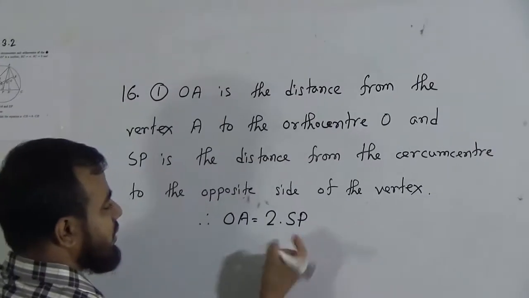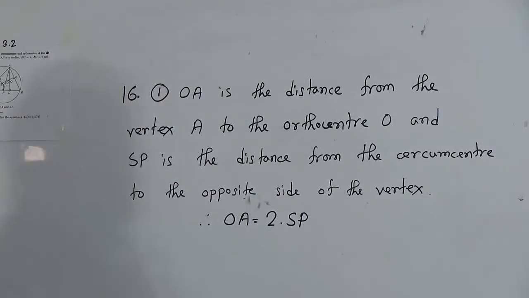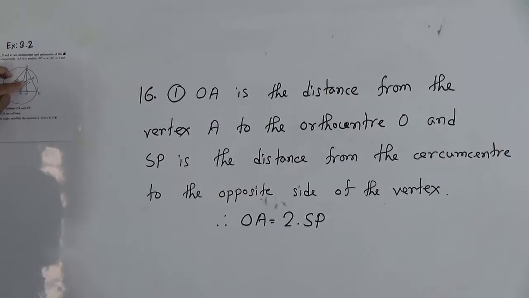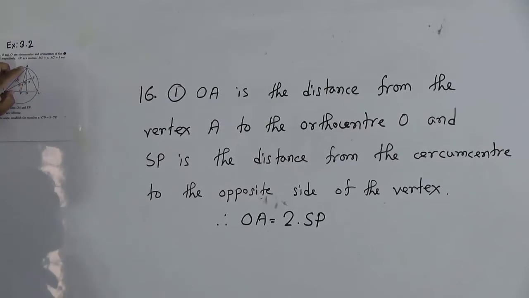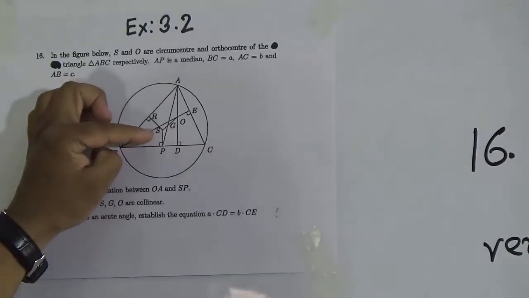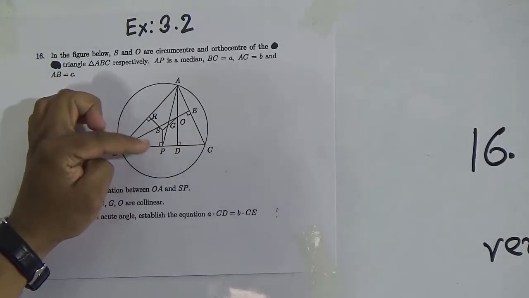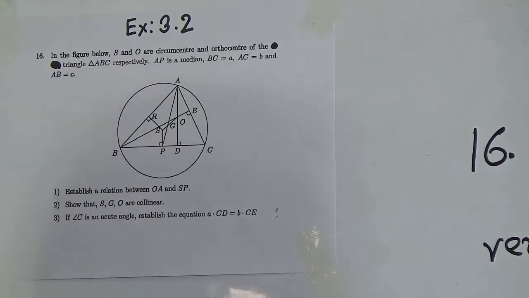You can write this directly, or you can write it in words by arranging the language yourself. The language is, again: the distance from the orthocenter to the vertex is twice the distance of the circumcenter to the opposite side of the given vertex. Okay, this is the solution of question number 1. Now the second one we will solve.